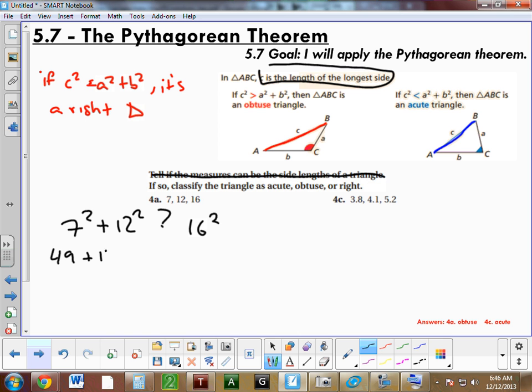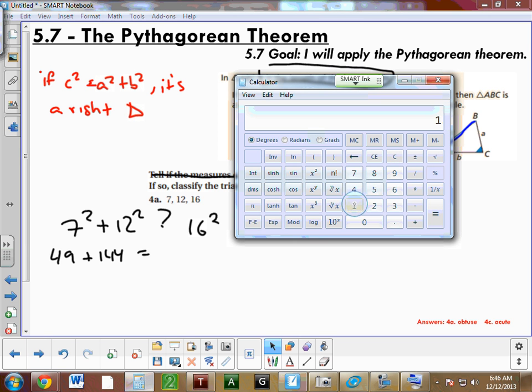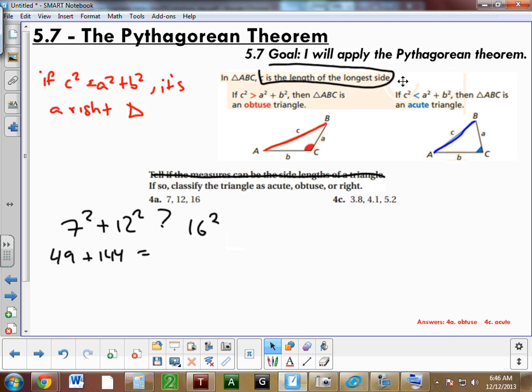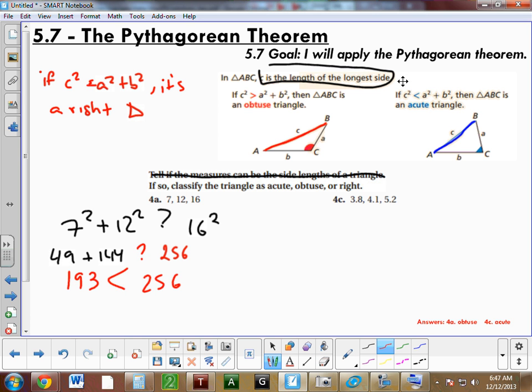So I've got 49 plus 144 equals 16 squared, which is 2 something. I don't know my 16 times tables. 16 times 16, 256. 144 and 49 is 180, 190 something, 193. And I shouldn't have put an equal sign up here, so I want to know what the relationship is with 256. Well, 256 is bigger than that. So based on my examples up here, I should be able to say that's an obtuse triangle because this is larger. So that's an obtuse triangle.